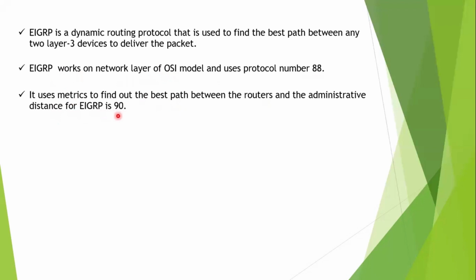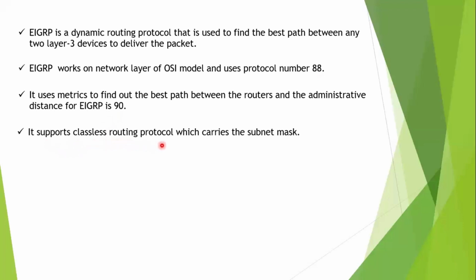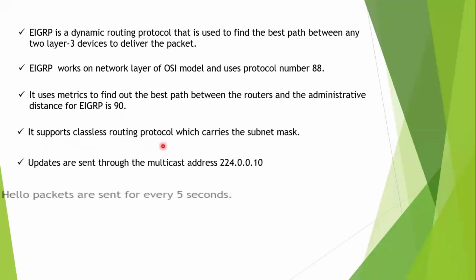We already know that the lower the AD value, the more is the trust. So AD is nothing but measuring the trustworthiness of the data that is being shared. Then EIGRP supports classless routing, that is VLSM, variable length subnet mask, it can support.